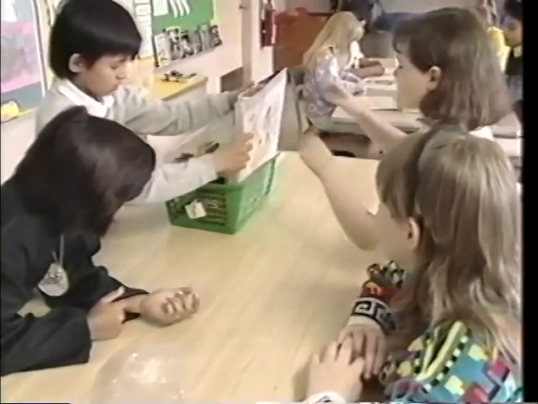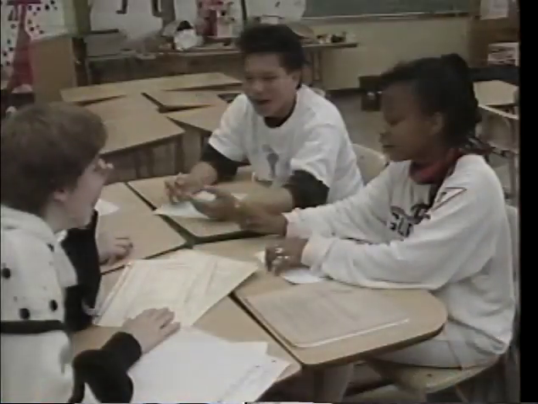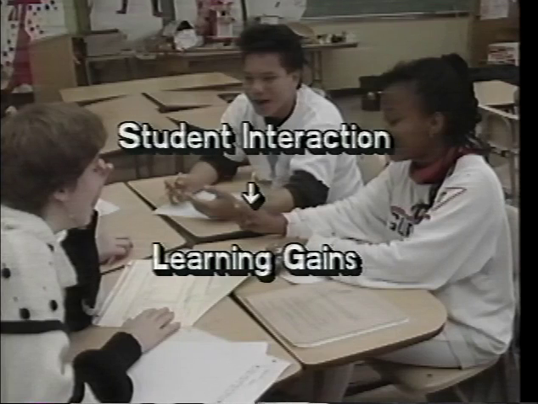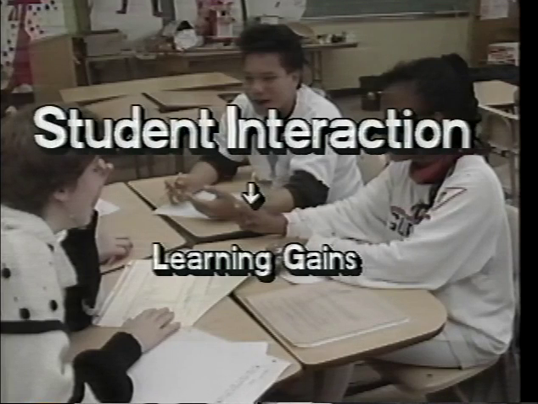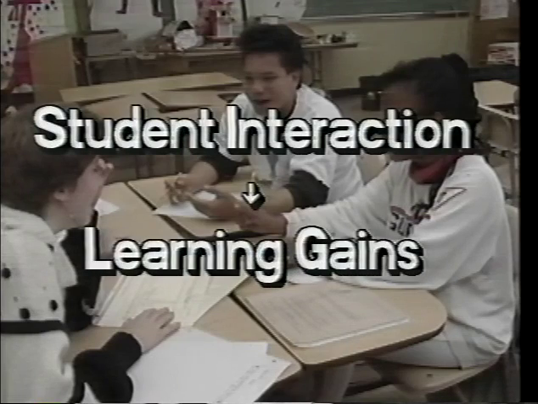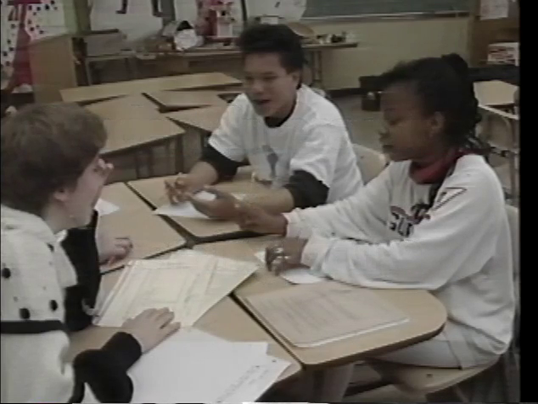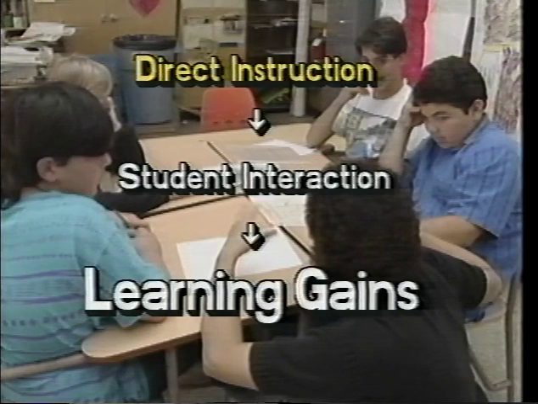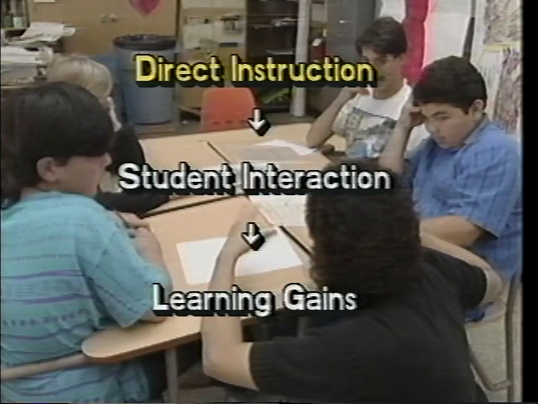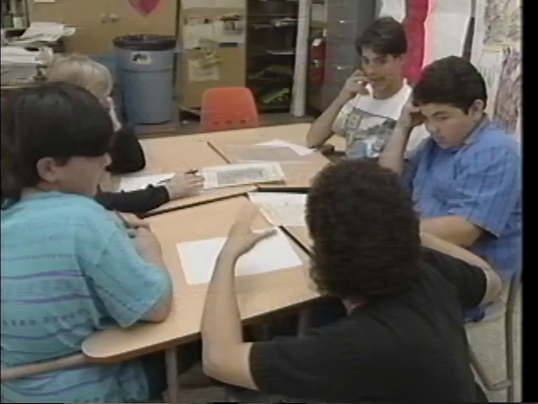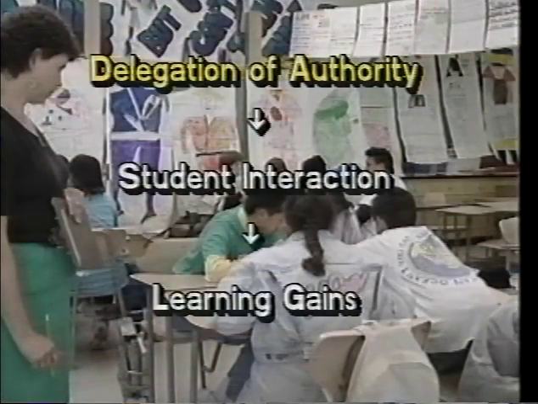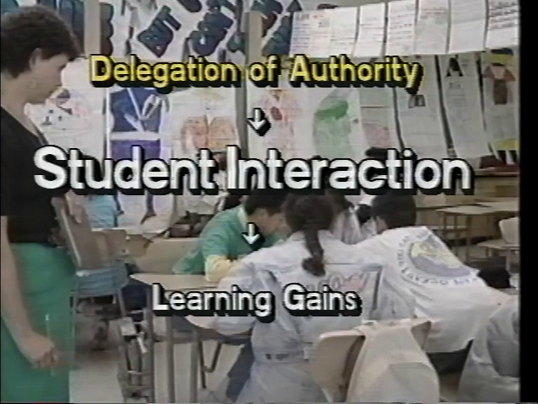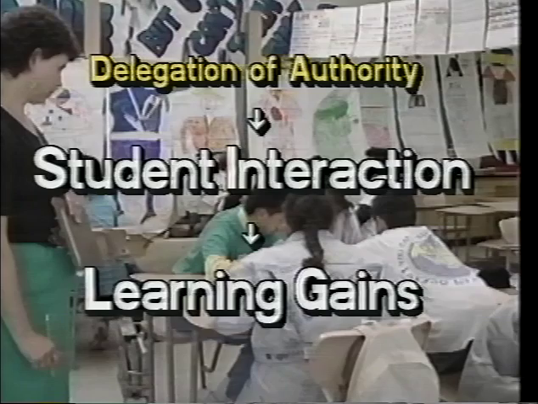Okay, we could start. As student interaction increases, learning gains increase. That's the finding of research conducted at the Program for Complex Instruction during the past 10 years. The more the teacher practices direct instruction, or hovers, while students are at their learning centers, the more likely it is that the students turn to the teacher for help instead of to each other. When the teacher stands back and makes the students accountable for the group's task, we call it delegating authority. This encourages student interaction.